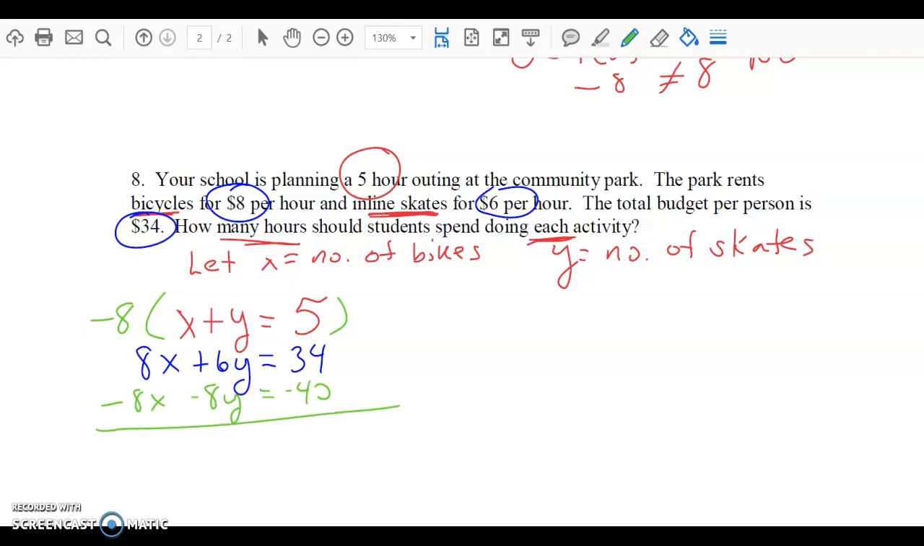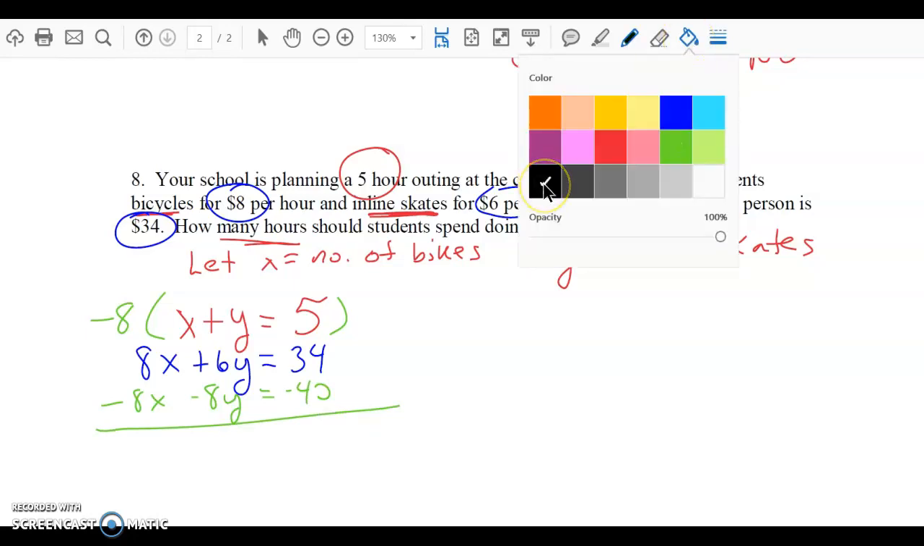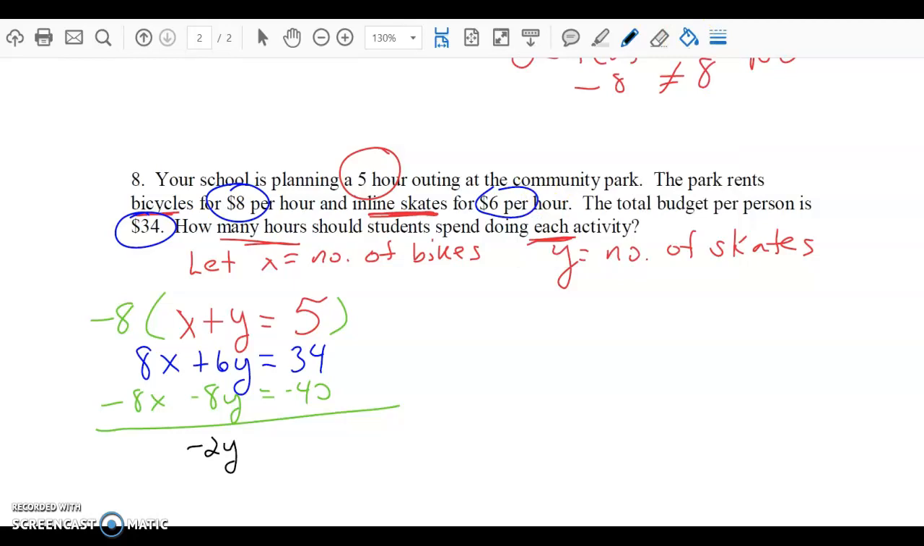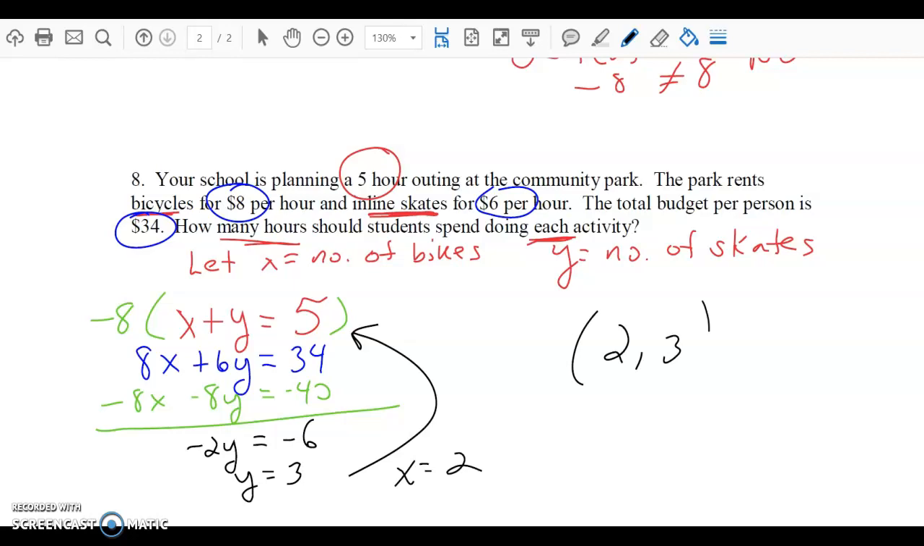And we can add these problems. So we get negative 2y equals negative 6. Y is 3. So now if we go back up to this red equation, x plus y equals 5, now we know that x must equal 2. So we have 2, 3, which basically means we have 2 bikes and 3 skates.